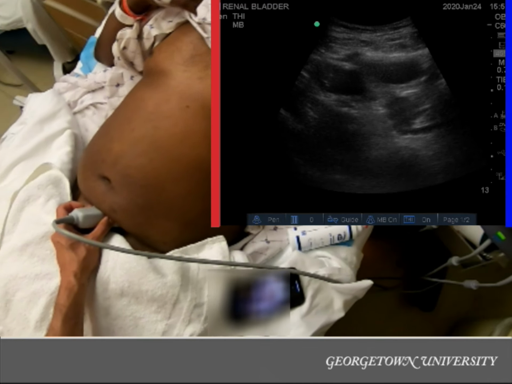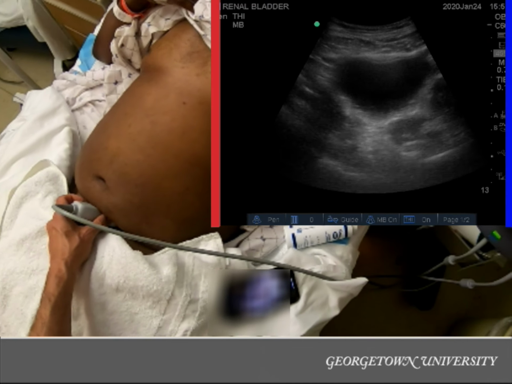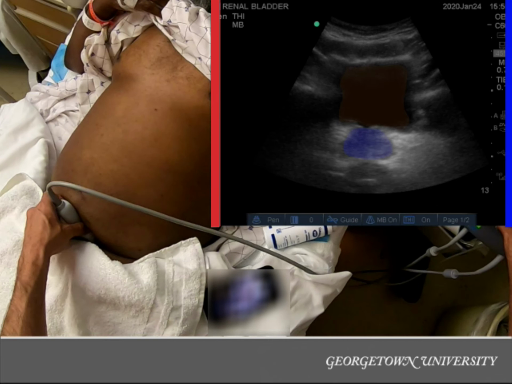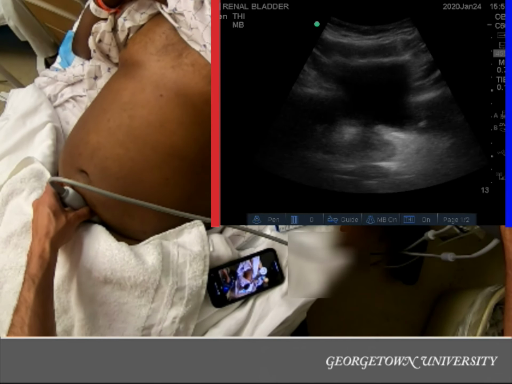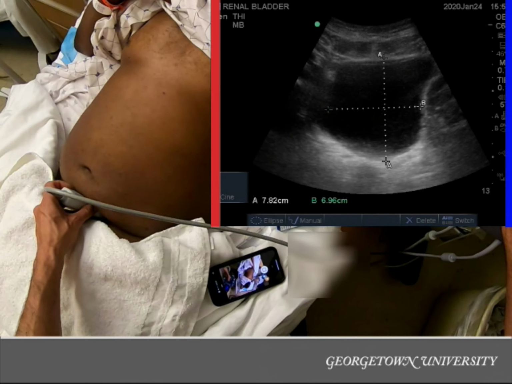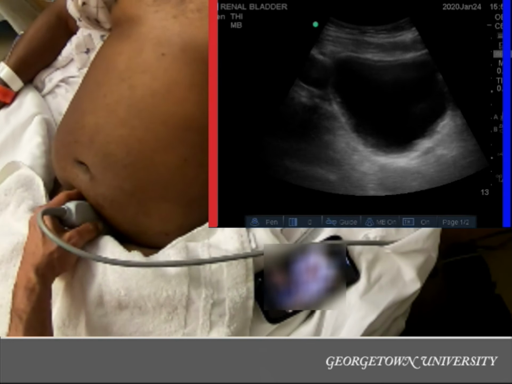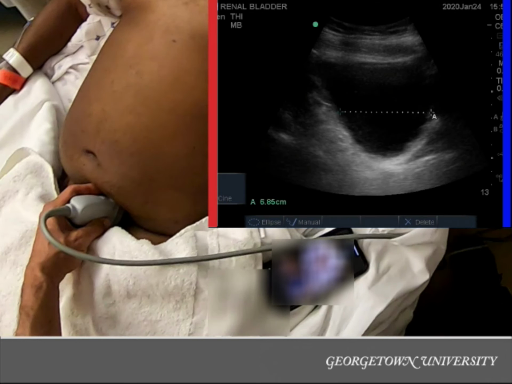Sweep through the bladder in transverse, just above the pubic symphysis. In this example, we see not just the bladder, but the prostate and the rectum. In females, you may see the uterus. Pause at the largest bladder you can find and measure the height and width. Then transition to the long axis by rotating the probe marker towards the patient's head. Freeze and measure the bladder's depth. Now you have all the measurements you need to estimate bladder volume.